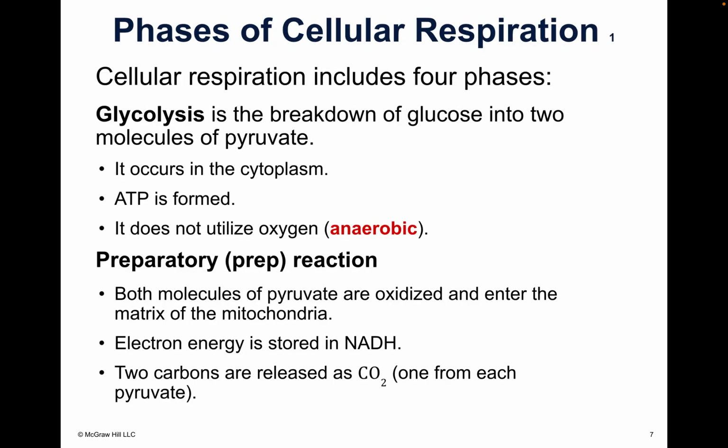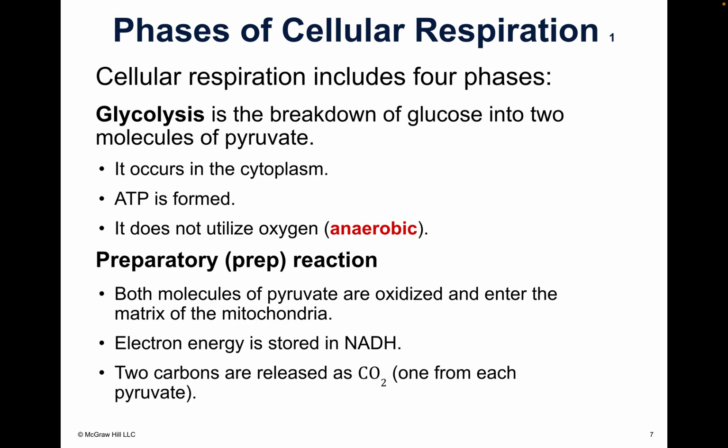All right. So cellular respiration has phases, and there are 4 of them. We have glycolysis, the preparatory reaction, the citric acid cycle, and the electron transport chain. So we're going to touch on each one of these, but then I'm going to find you a video that puts it all together and shows you the cycle.